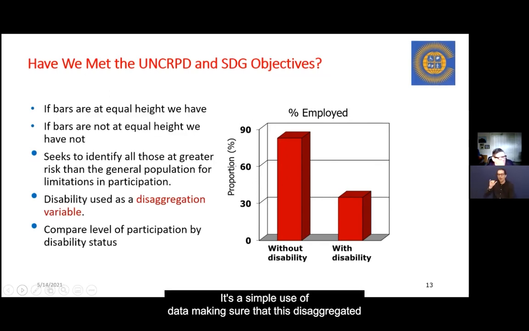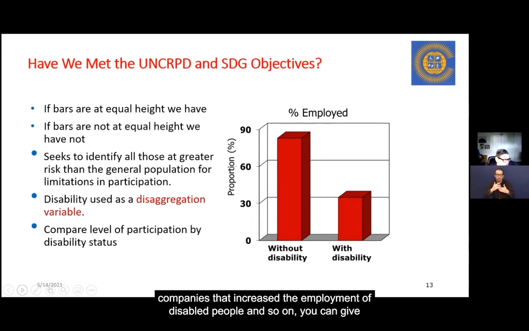So that's a very simple use of data, making sure that this disaggregated variable is always available, that each year it's published, and you can actually give awards to companies who have actually increased the employment of disabled people and so on. You can also give tax breaks and various other things so that you can actually change the situation and monitor it by using data like this.